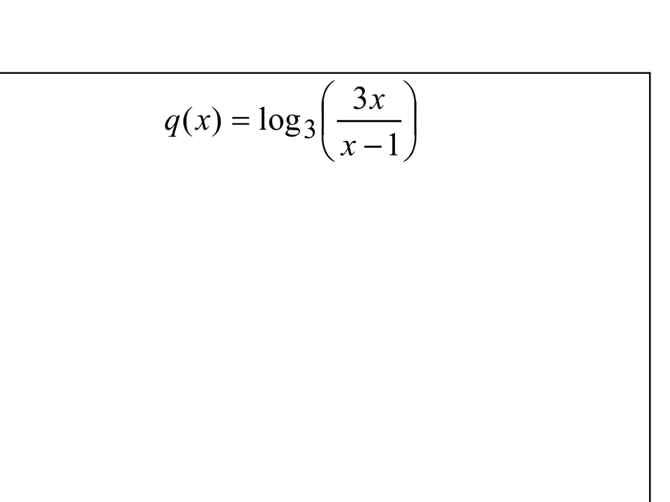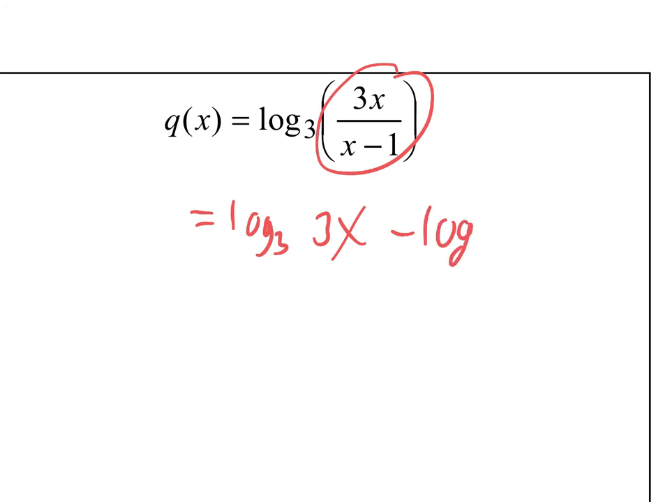I'm not using quotient rule on this inside junk. No way. You use quotient rule if you want for extra credit. But I'm going to break this into log base 3 of 3x minus log base 3 of x minus 1. Sometimes you need to think smarter, not harder.